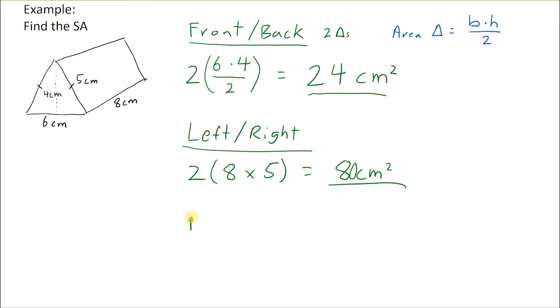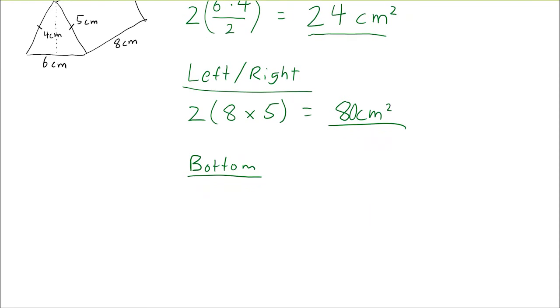Now let's do the bottom piece. So the bottom piece had a length of 8, a width of 6, and there's only one of them. So we're done here. This is 48 square centimeters.